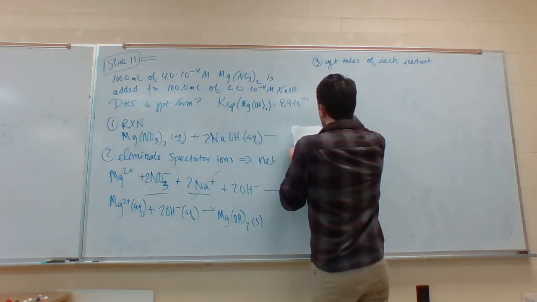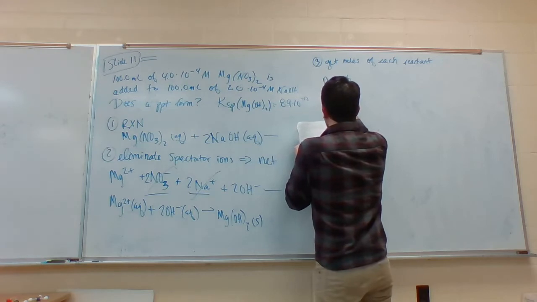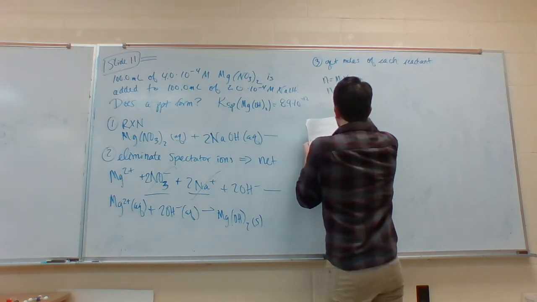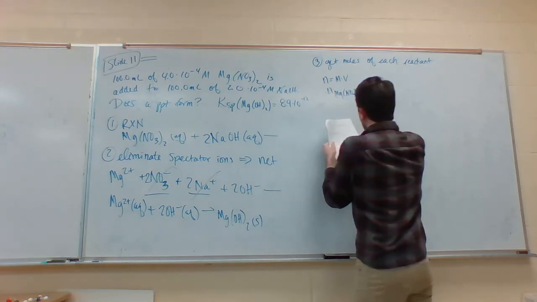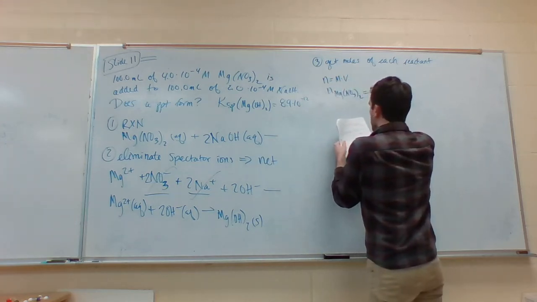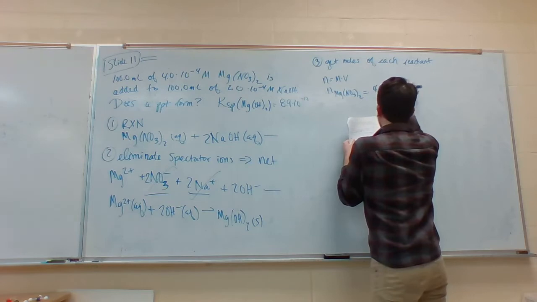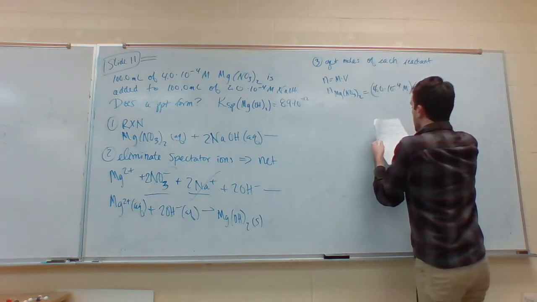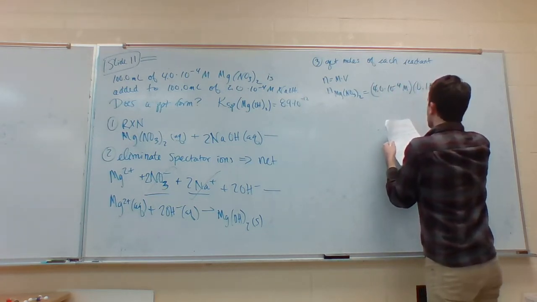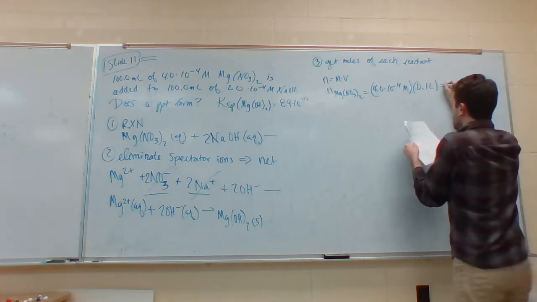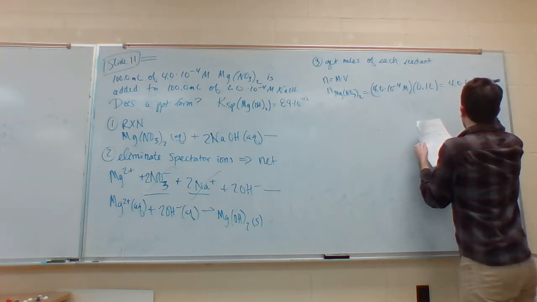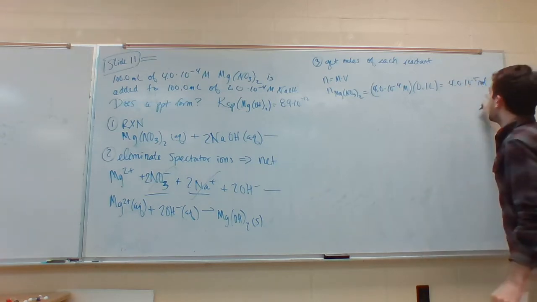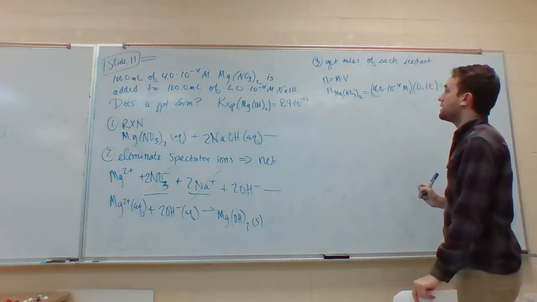So, I can calculate my moles of magnesium nitrate, Mg(NO3)2, which is equal to 4.0 times 10 to the negative 4th molarity times 0.1 liters, that's 100 milliliters, which is equal to 4.0 times 10 to the negative 5th moles. Okay, so that would be moles of the magnesium nitrate.